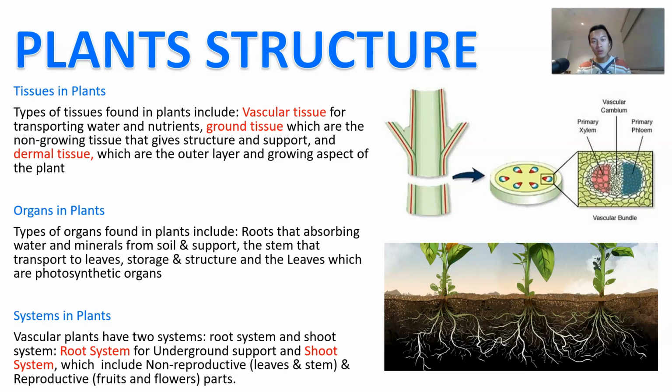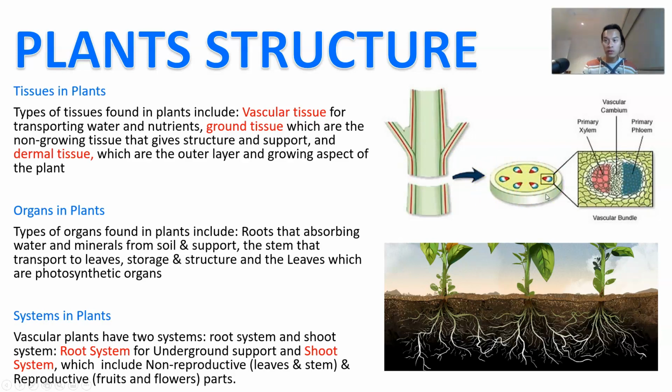You then have ground tissue, which are the non-growing parts that provide structure and support, like, for example, the wood, which is often dead in trees. And then you also have the dermal tissue, and the dermal tissue is that meristem layer that is growing on the outer parts of the plant, okay? And here's a diagram showing each of those things there. There's your vascular bundle containing the different parts, and then the outer layer would be the meristem, the growing part, or the dermal layer, okay?